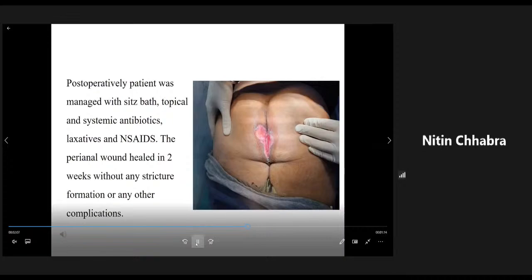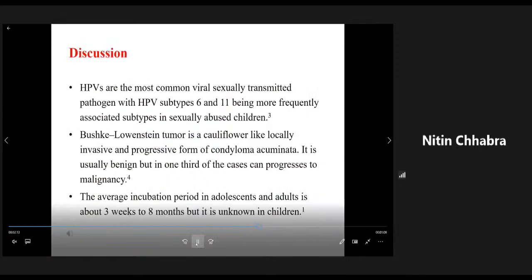Post-operatively, the patient was managed with sitz bath, topical and systemic antibiotics, laxatives, and NSAIDs, and the perianal wound healed in 2 weeks without any stricture formation. In the discussion part, HPV is the most common viral sexually transmitted pathogen, with subtypes 6 and 11 more frequently associated with sexually abused children.